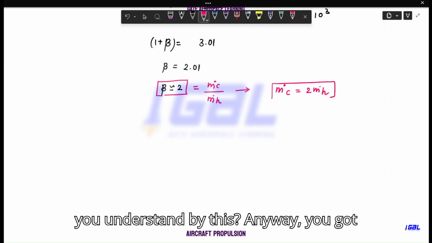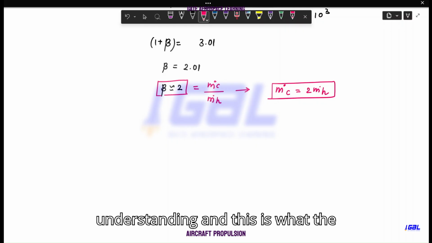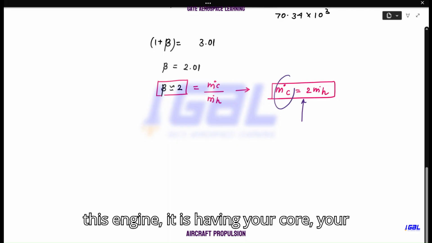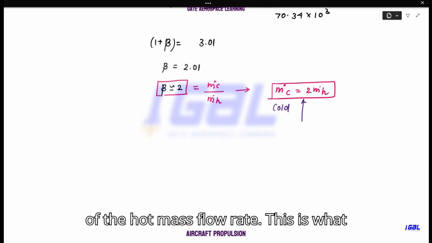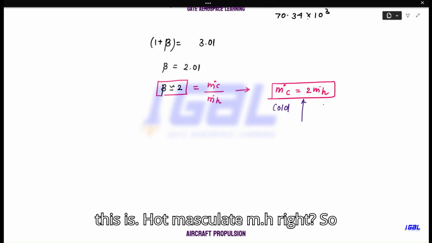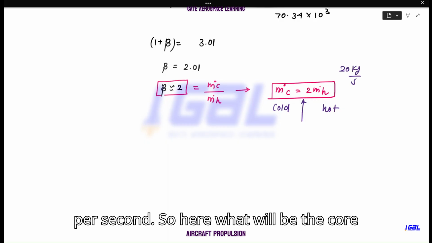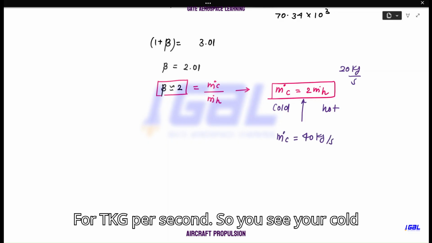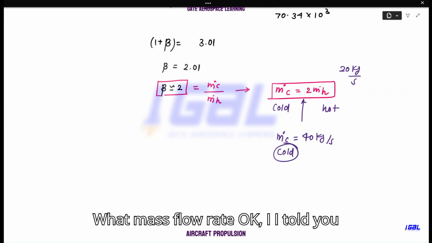Now what do you understand by this? Anyway, you got the answer, right? But you should have the understanding, and this is what the interview questions are. So if you see this engine, it has your cold mass flow rate, which is twice the hot mass flow rate, M dot H. So let's say your hot mass flow rate is 20 kg per second. Here, what will be the cold mass flow rate? M dot C can be 40 kg per second. So you see your cold mass flow rate is twice the hot mass flow rate.